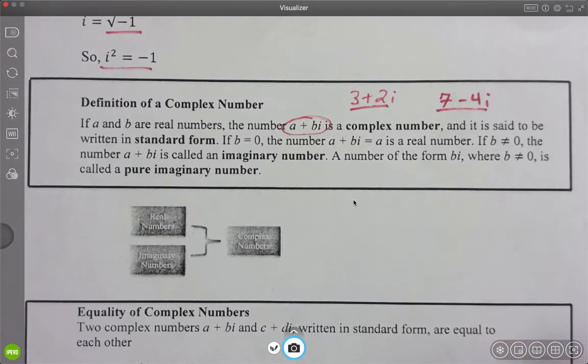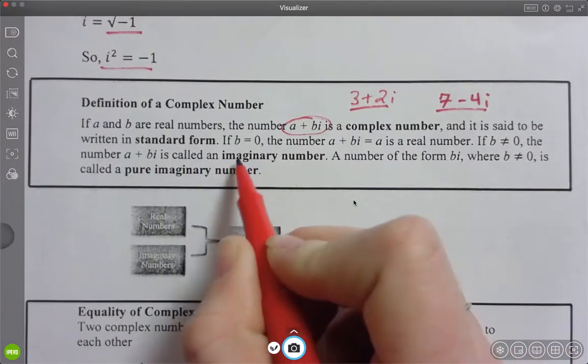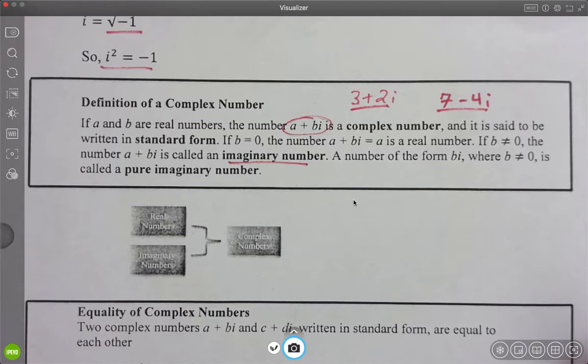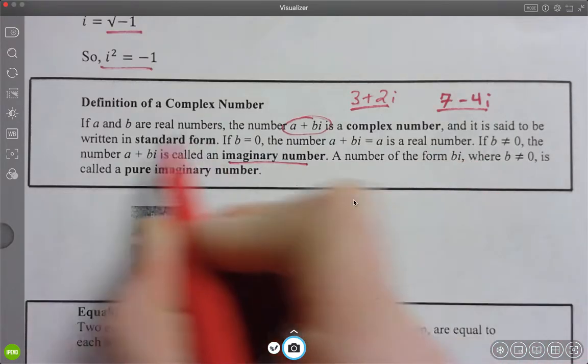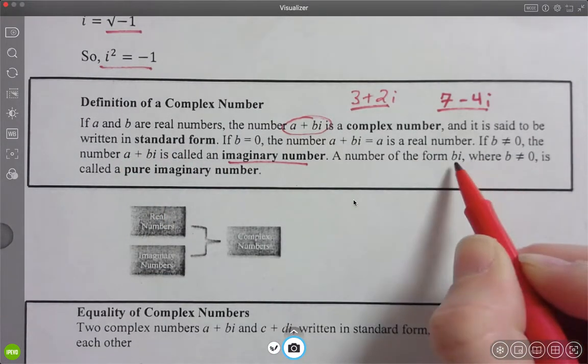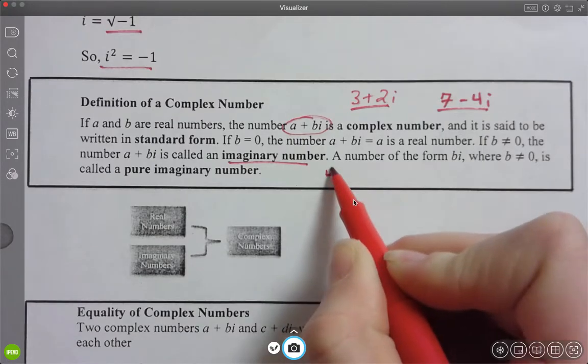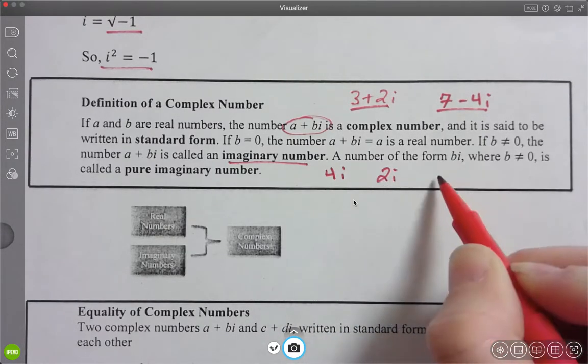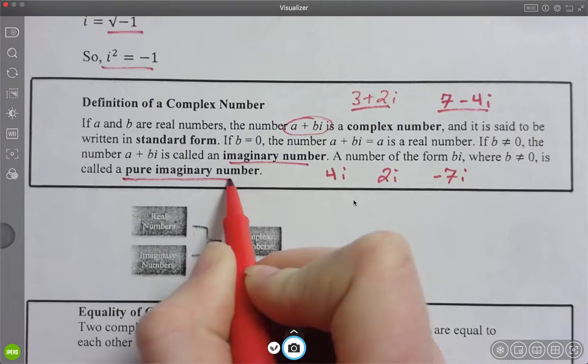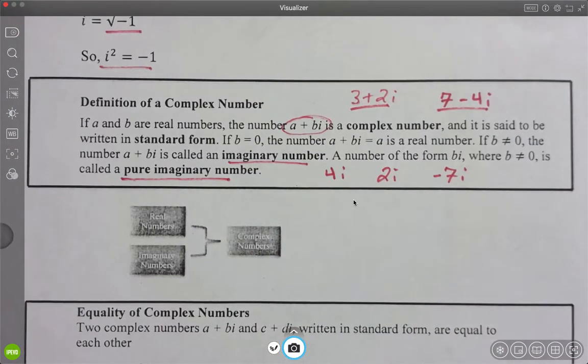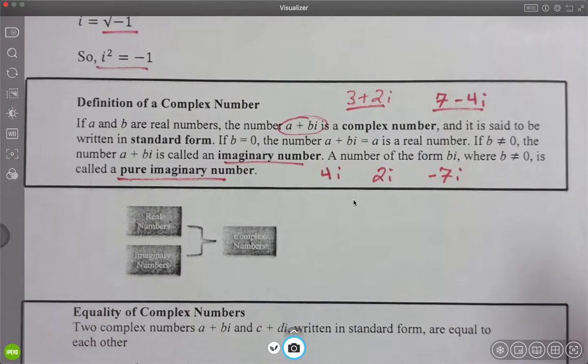So let's see. a plus bi is called an imaginary number. I'm trying to think. Oh, if it does not have the a part, like a is 0, and it just has bi, so if it just has like 4i, or 2i, or -7i, those are called pure imaginary numbers. Okay, so they might use that notation in the book. I don't use that a whole lot, but there's how that works.